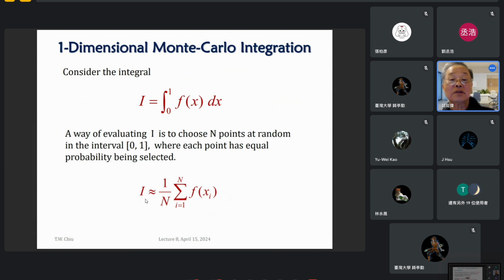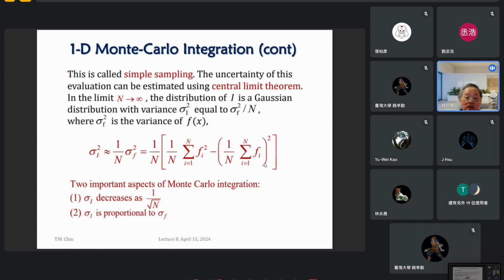So these points are sampled uniformly, each point with an equal probability. This is called simple sampling. This is not importance sampling, because I do not sample a point according to some probability distribution. So this is called simple sampling.